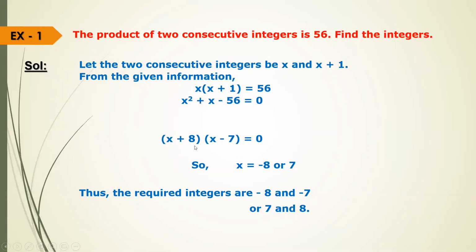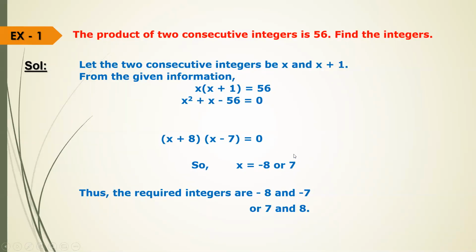Now equating both the brackets to 0 separately, x plus 8 equal to 0 and x minus 7 equal to 0. One value of x we will get is minus 8 and the second value of x we will get is 7. Add 1 to minus 8: minus 8 plus 1 will be minus 7. It means if x is minus 8, the second integer will be minus 7.